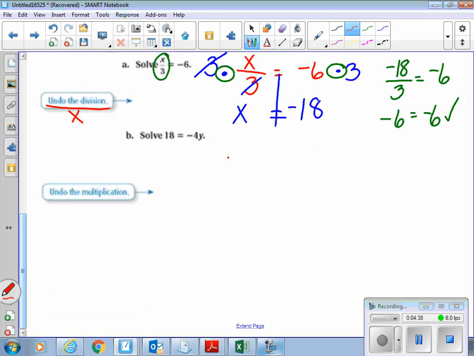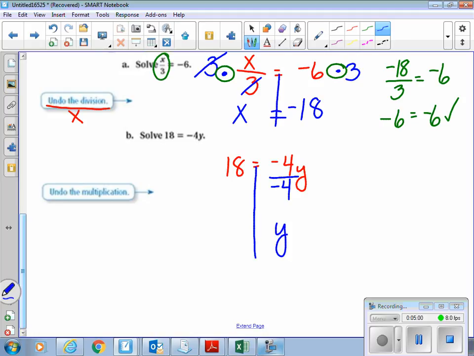Again, I'm going to rewrite it. 18 equals negative 4y. So if I'm doing negative 4 times y and I want to undo that multiplying by negative 4, I'm going to divide by negative 4. Negative 4 divided by negative 4 would give me a positive 1y, or simply y. We don't need to write that 1.